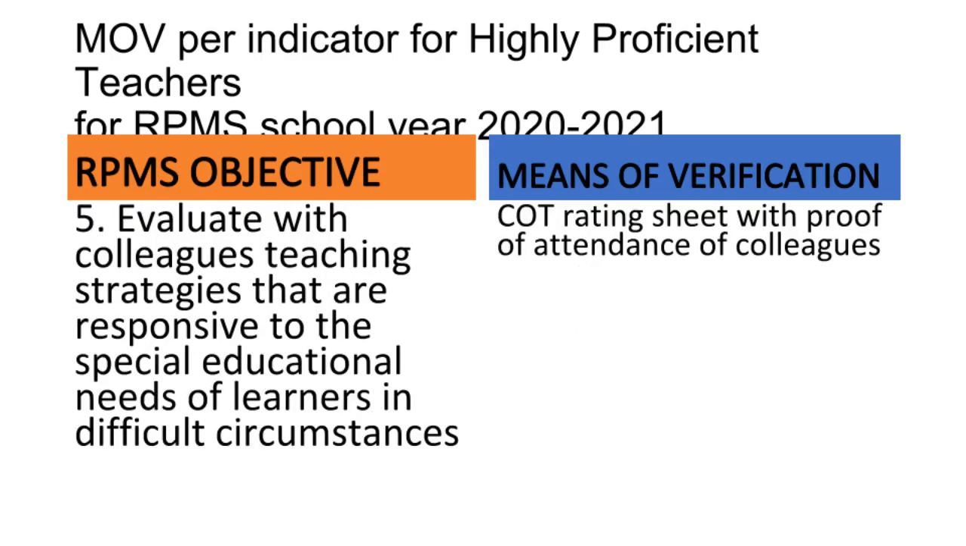RPMS objective. Evaluate with colleagues teaching strategies that are responsive to the special educational needs of learners in difficult circumstances including geographic isolation, chronic illness, displacement due to armed conflict, urban resettlement or disaster, child abuse and child labor practices. Means of verification. COT rating sheet with proof of attendance of colleagues.